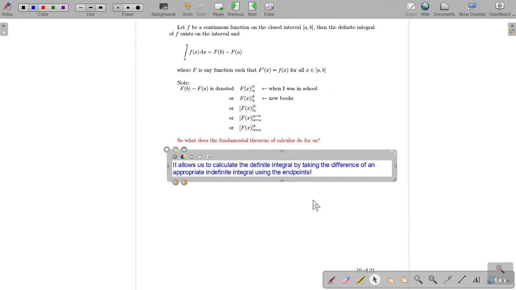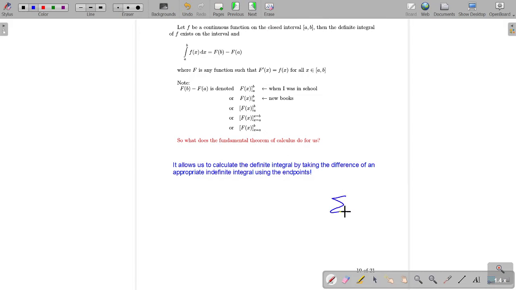In other words, we don't have to use those infinite sums. We don't have to use that summation. This right here is called sigma notation. We don't have to use that. We don't need it. We just take the endpoints of an indefinite integral. So all the stuff we did in chapter 12 and 13, that's what we use.